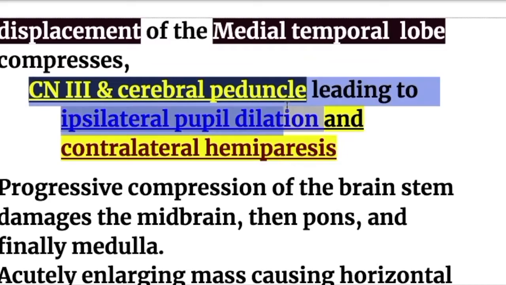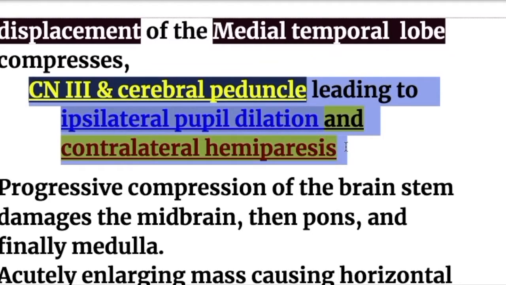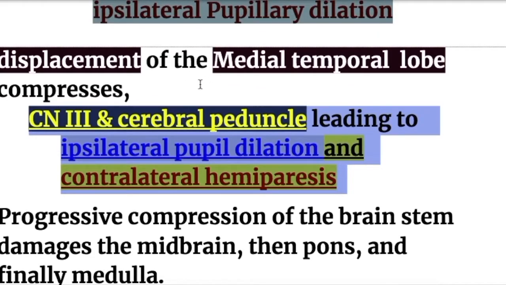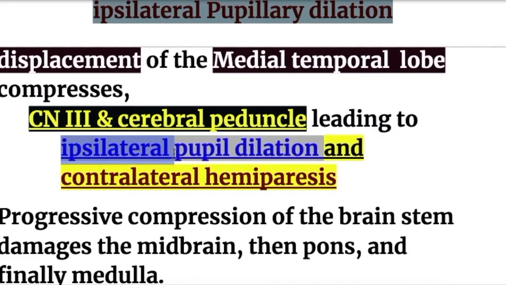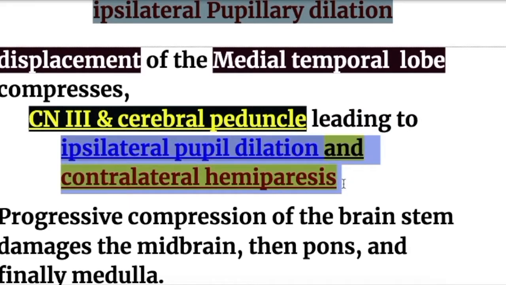That leads to ipsilateral pupillary dilatation and contralateral hemiparesis. We have discussed this in the midbrain syndromes and have separate videos, so please watch them for further details. So the medial temporal lobe compresses the third nerve and causes ipsilateral pupillary dilation and contralateral hemiparesis.